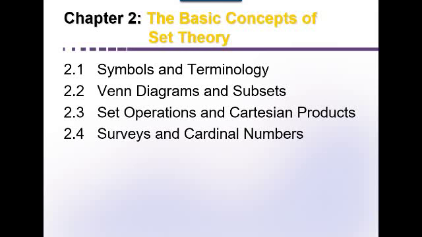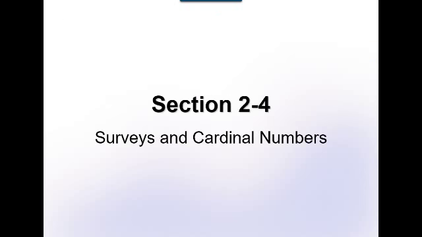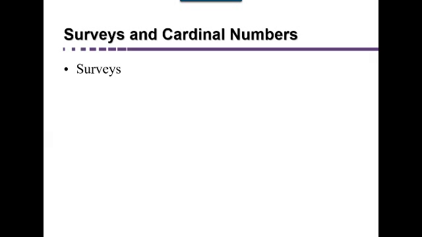We're going to go ahead and go to section 2.4, surveys and cardinal numbers. We've talked about cardinal numbers before. Cardinal numbers are just the number of elements in a set. And surveys are where we ask questions of people generally. I mean, it may not be that we're asking questions of people, but we're just collecting information some way, somehow.